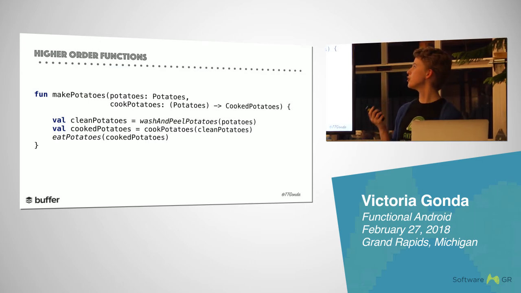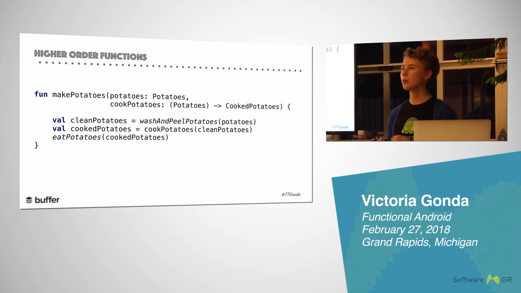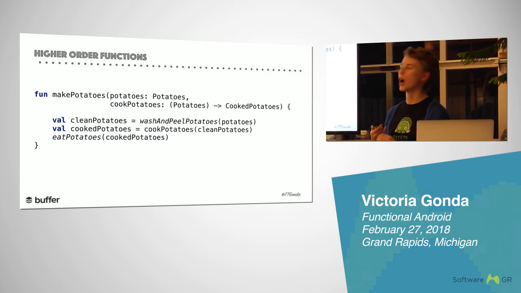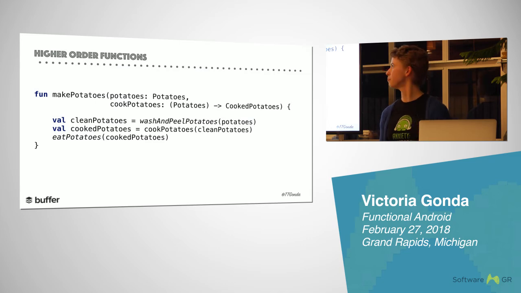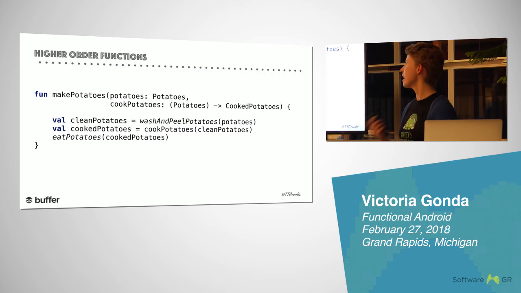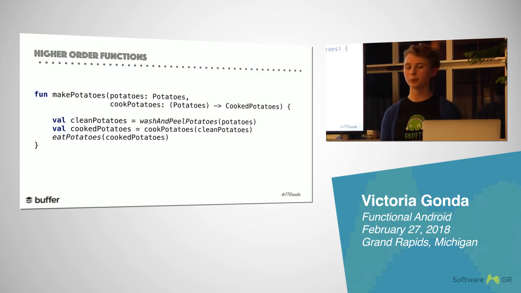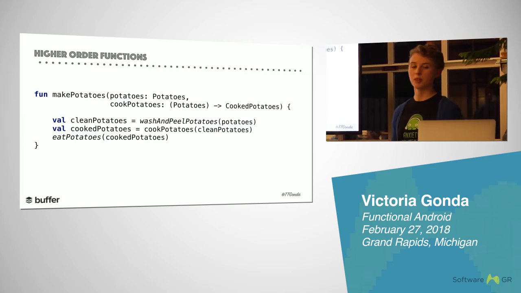So here we have a function to make these potatoes. We're passing in some potatoes, and then we're going to pass in the function to say how we want to cook the potatoes. In Kotlin, to say that we want to pass in a function, we name the input variable. We say the input type, in parentheses, potatoes. Then we have an arrow, and then the return type. So then in our body, we're washing and peeling the potatoes. We're calling the function that was passed in to cook them however we want. And then we eat the potatoes.